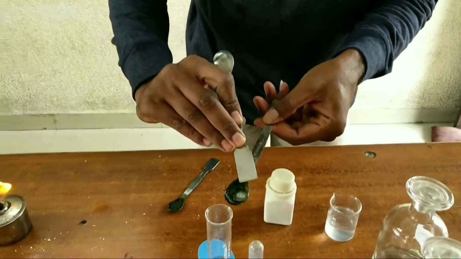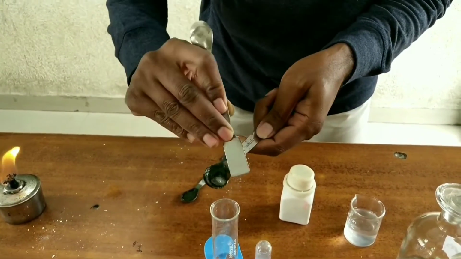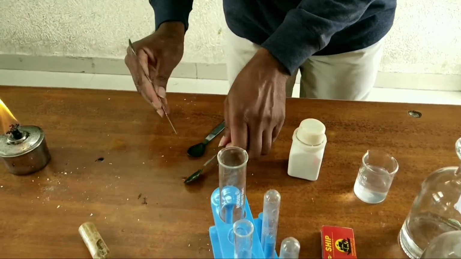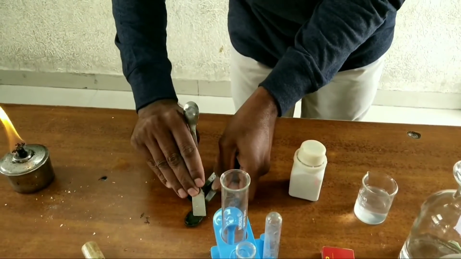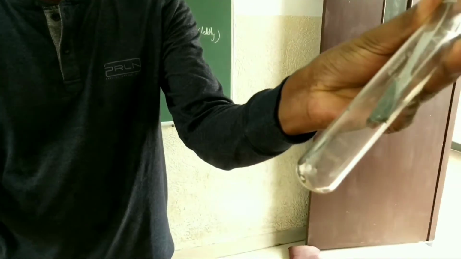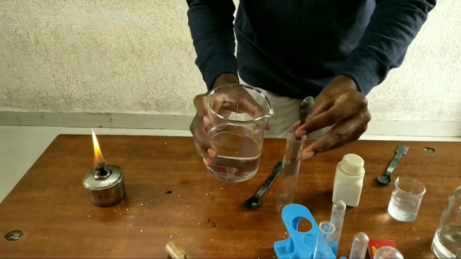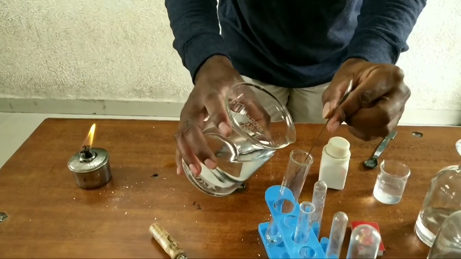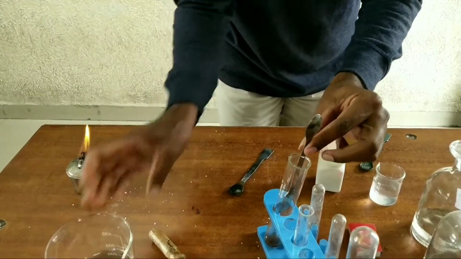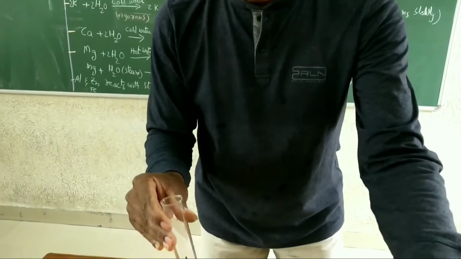In the previous step we burnt the sodium metal here. When burnt, the sodium metal produced sodium oxide. The sodium oxide also we are going to dissolve in the water. A small quantity of sodium oxide collected from the spoon, I am dissolving in the water. The solution is prepared. Now let us test.